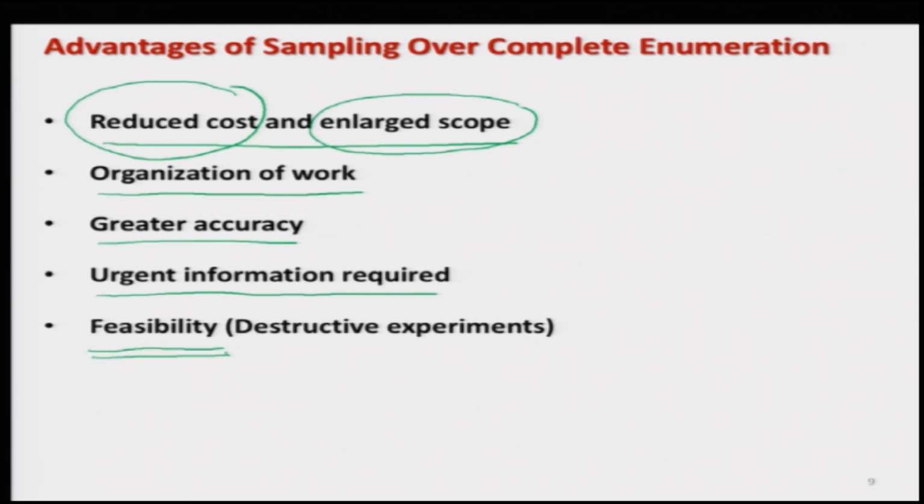Feasibility means here what? For example, when we are trying to conduct some experiment, some experiments are destructive. Destructive means suppose you are trying to conduct a medical experiment. Now, in the medical experiment, you have to give the medicine to some birds or to some animals. And suppose after the medicine some infection will be developed in their body or something will happen. So, those animals have to be practically killed.